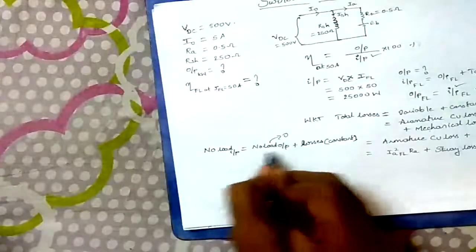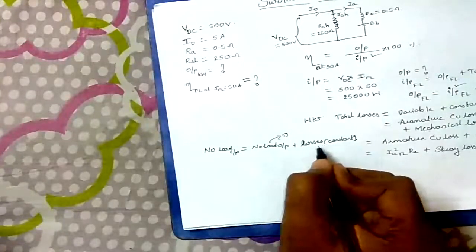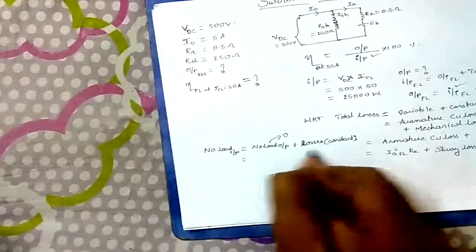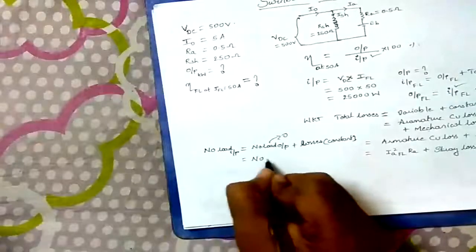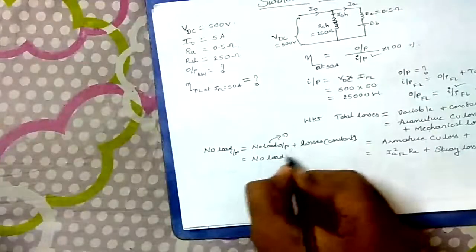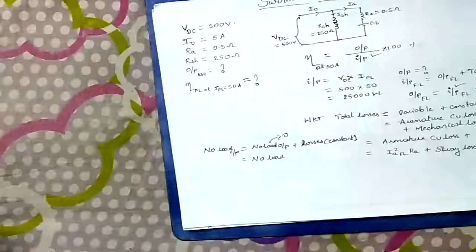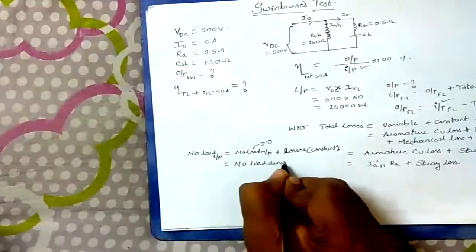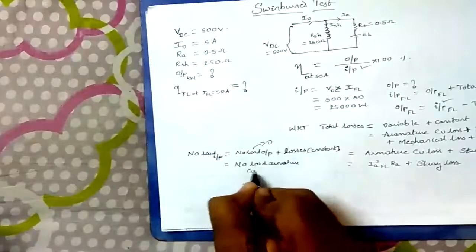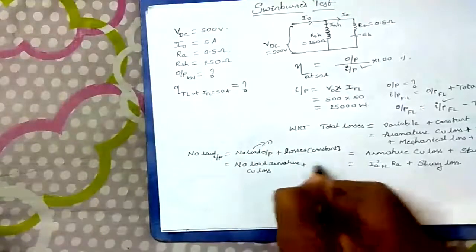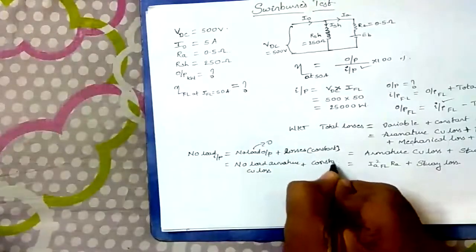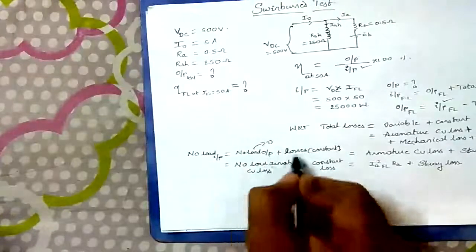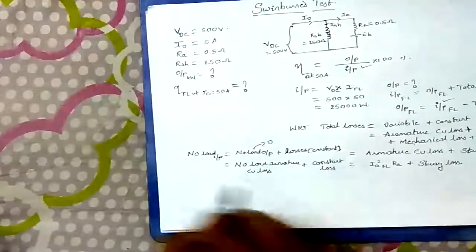So I'm going to calculate no load losses in such a manner. How is that? I shall elaborate. No load losses equal no load armature copper loss plus constant loss. I have elaborated this loss into two parts: one is no load armature copper loss, as well as constant loss.